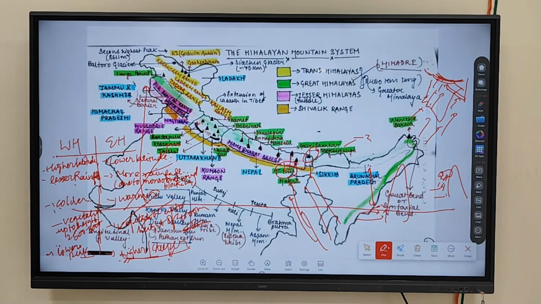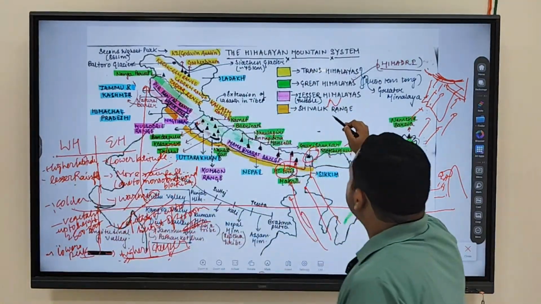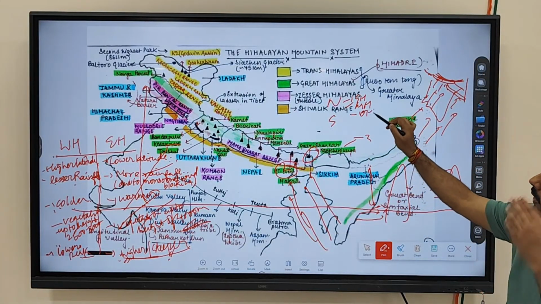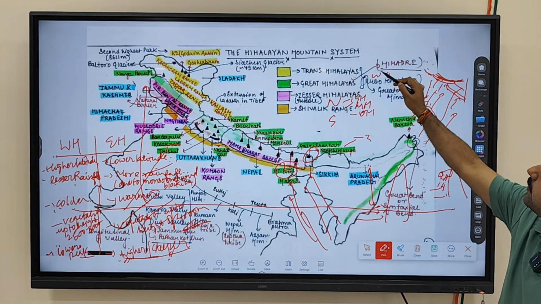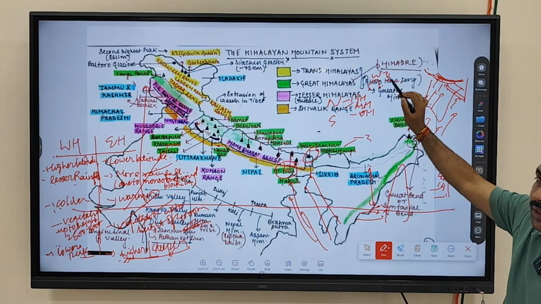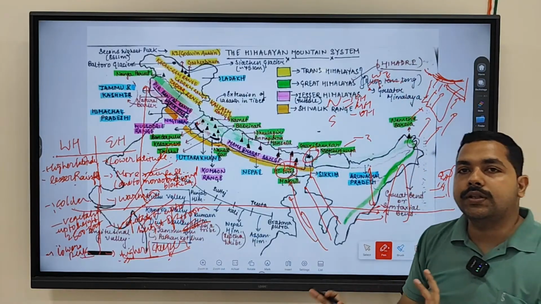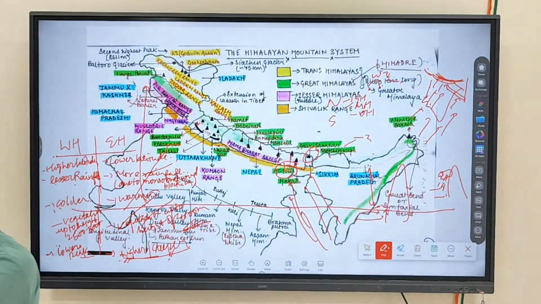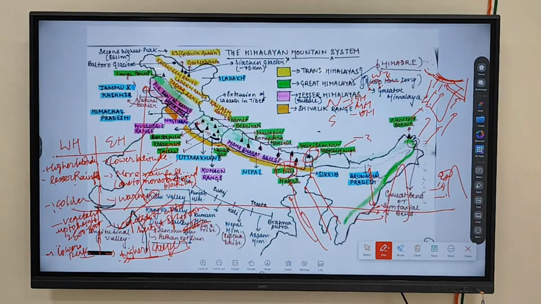The north-south division of the Himalayas is Greater, Middle and Outer Himalayas. And what is the east-west division? We discussed Eastern Himalayas and Western Himalayas. Eastern Himalayas are further divided into Nepal, Sikkim, Assam, and Western Himalayas are further divided into Punjab and Kashmir or Kumaon Himalayas. Fine. These are important differences to keep in mind regarding the east-west division of the Himalayas. Clear?